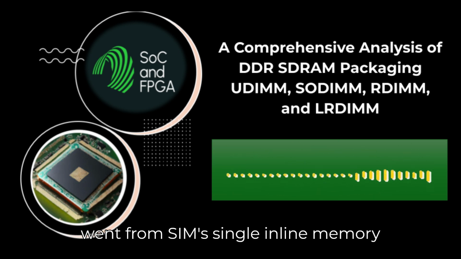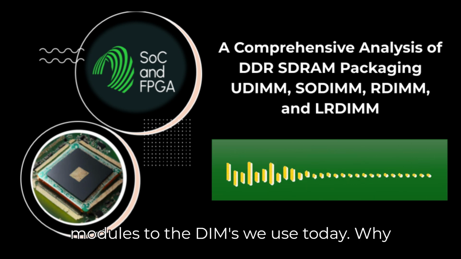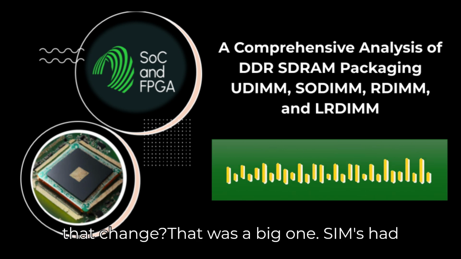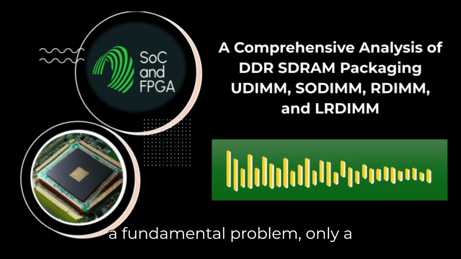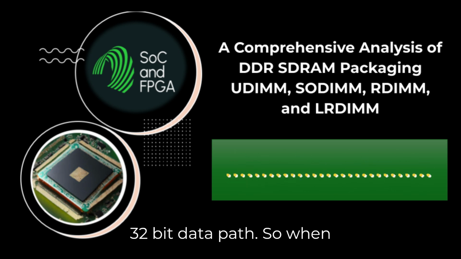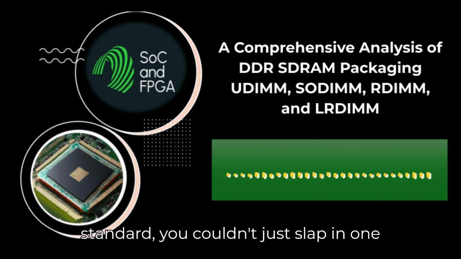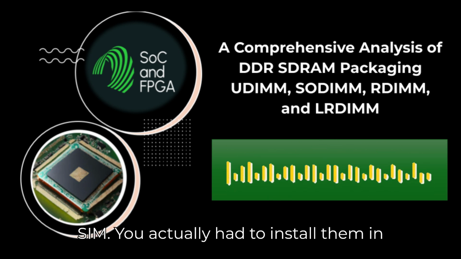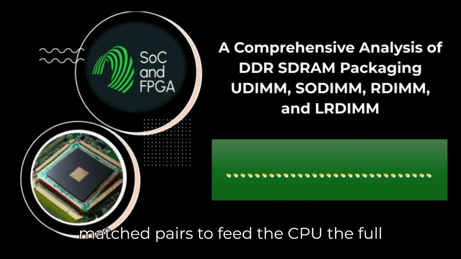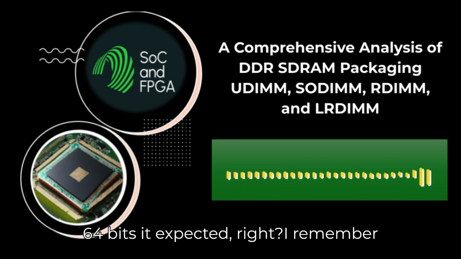We went from SIMMs, single inline memory modules, to the DIMMs we use today. Why that change? That was a big one. SIMMs had a fundamental problem: only a 32-bit data path. So when processors went 64-bit, which became standard, you couldn't just slap in one SIMM. You actually had to install them in matched pairs to feed the CPU the full 64 bits it expected.